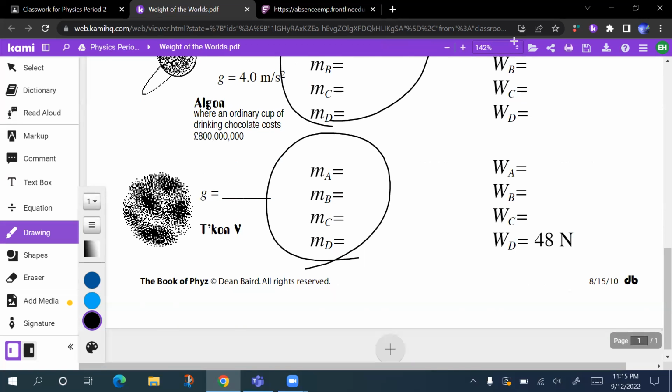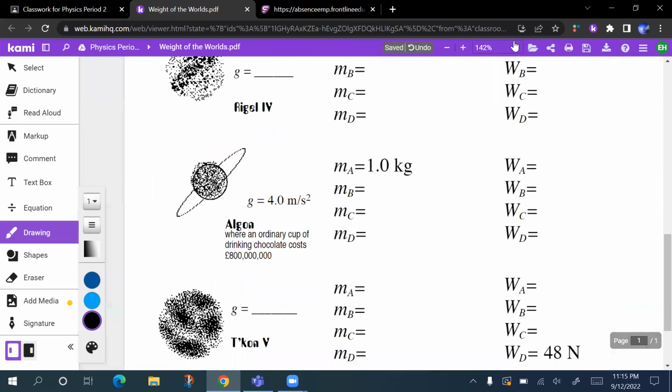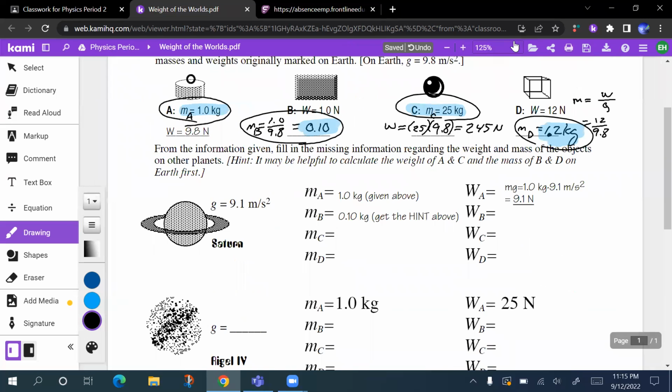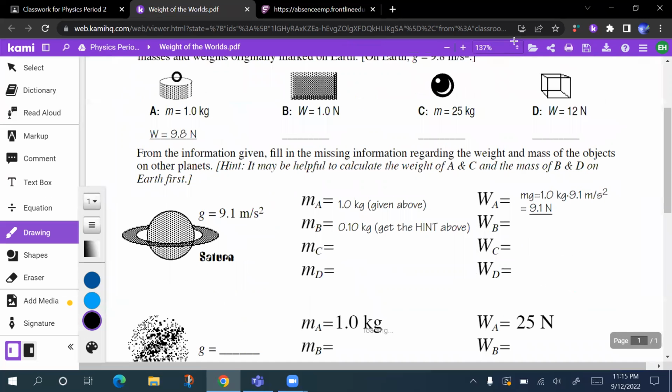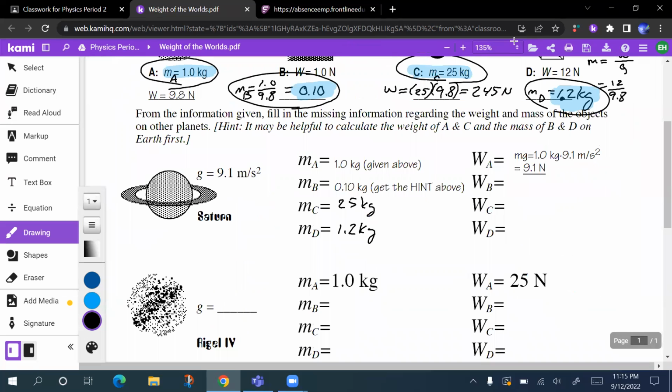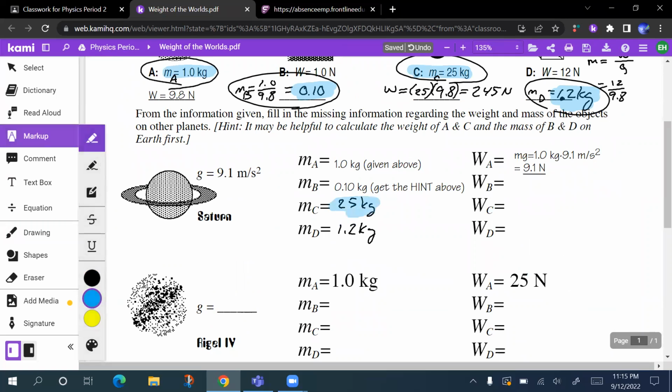So that's actually where we're going to start this exercise. We're going to go through and identify all of those masses. We're going to copy them all down because the masses don't change. So mass C would be 25 kilograms. Mass D would be 1.2 kilograms. Okay, I'm going to go ahead and highlight those ones as we go.